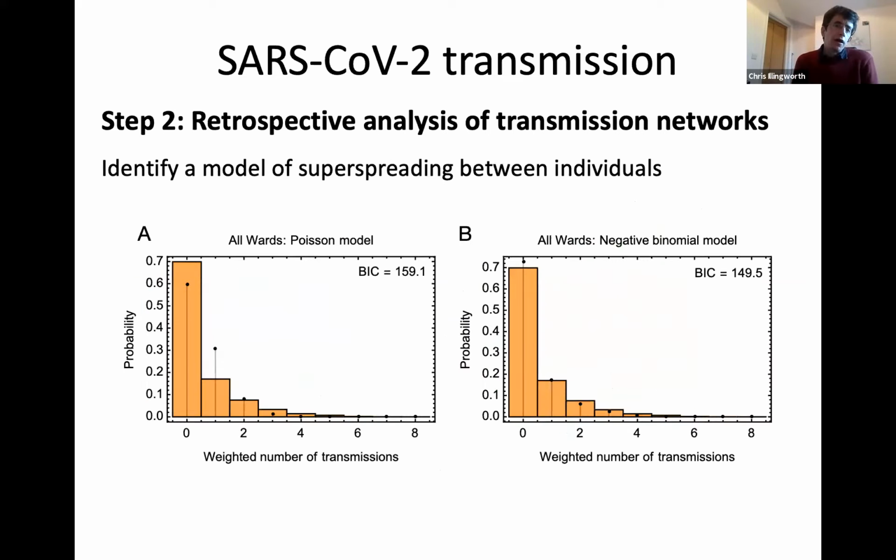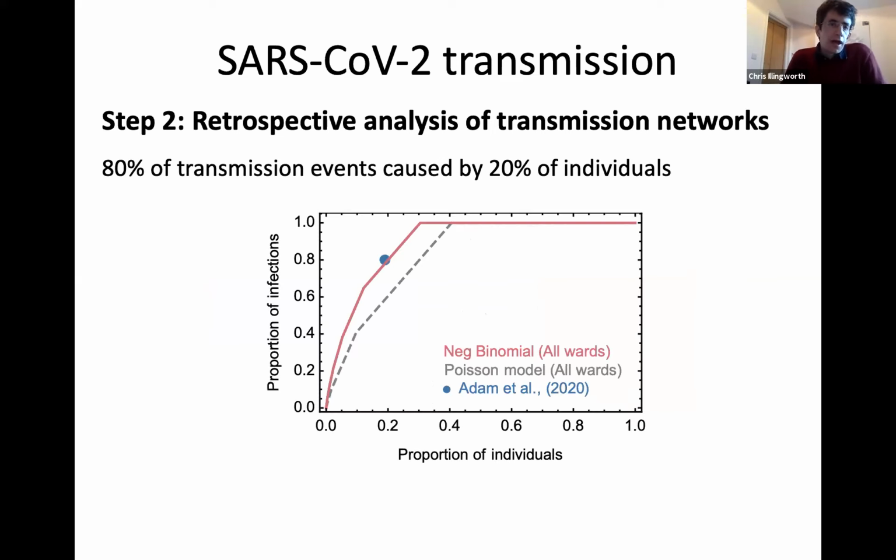If we compare a Poisson model where everyone is equally infectious to a model which allows for overdispersion in transmission, a negative binomial, which is effectively a super spreading model, we see a significant effect in favor of some kind of super spreading going on. That is, some individuals are transmitting statistically more to others than you'd expect under an equal transmission model. And we can map that. What we see is 80% of transmission effects, this is our red line, are caused by 20% of individuals.